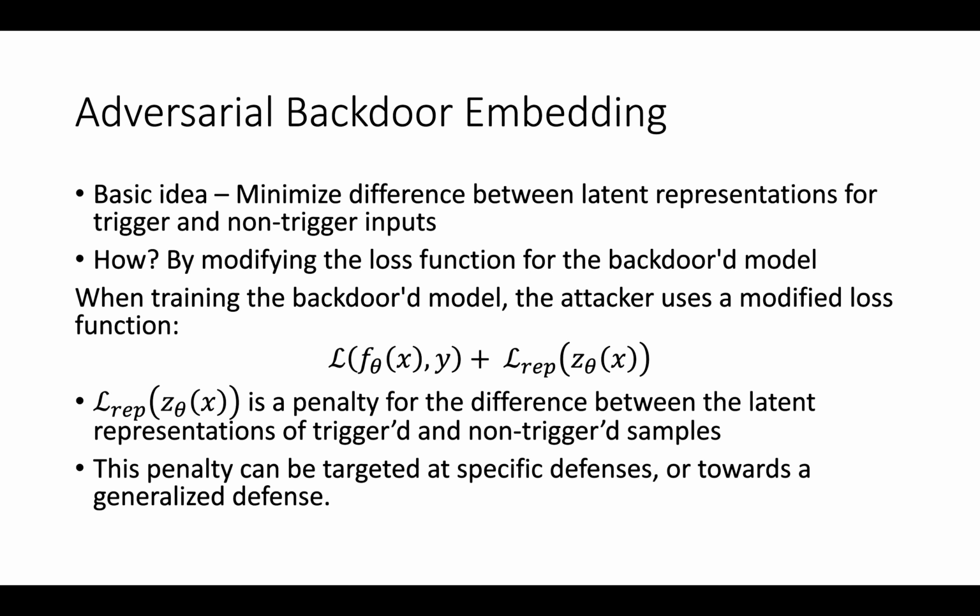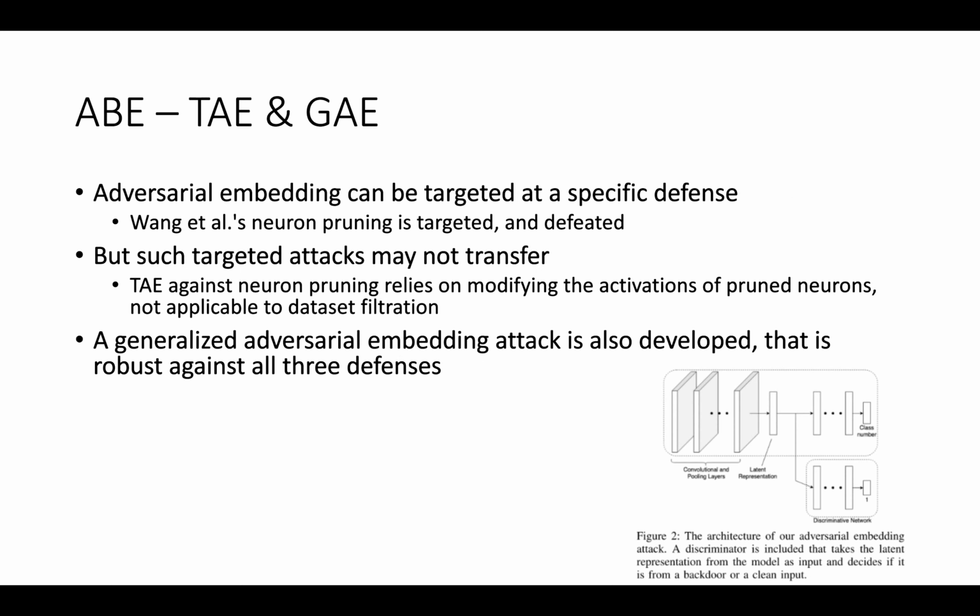The way we'll do that is we'll introduce a new modified loss function for our backdoored model. When training the backdoored model, we'll use this modified loss function, consisting of our original loss function plus some penalty term that penalizes the model for differences in latent representations of triggered and non-triggered samples. We want the latent representations of samples with or without the backdoor to be quite similar. This is a very general definition, so it's quite flexible. We can target this penalty at specific defenses, or we can have a generalized defense. So some more on that.